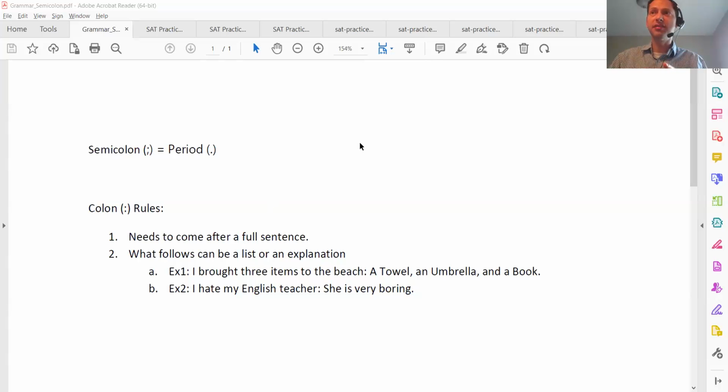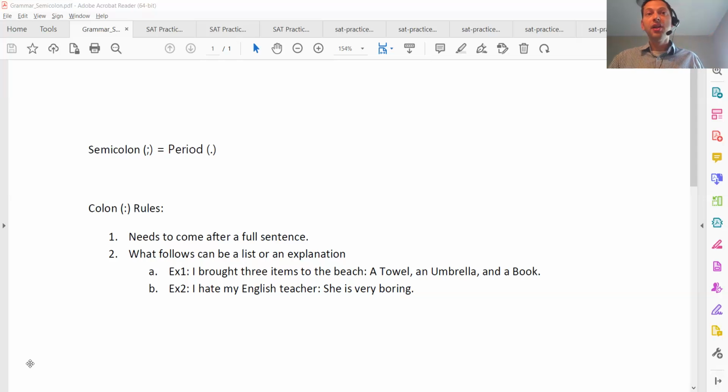So let's start. The first rule: a semicolon is a period, okay? A semicolon is a period. I know there's some nuanced definition between them. Save that for when you get your PhD in English grammar, okay? For the SAT, a semicolon is a period. They treat it the same, so you treat it the same. And if an answer choice has both a semicolon and a period in it, they're both wrong.